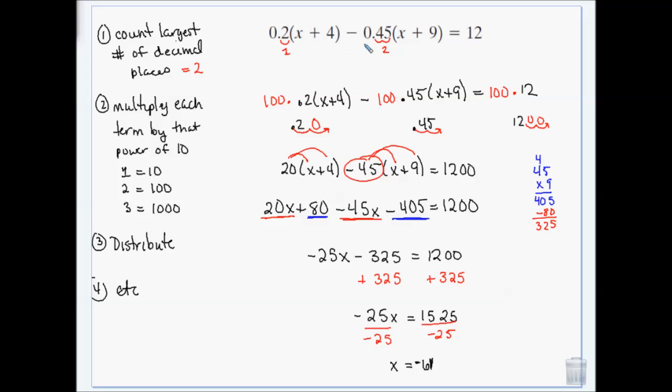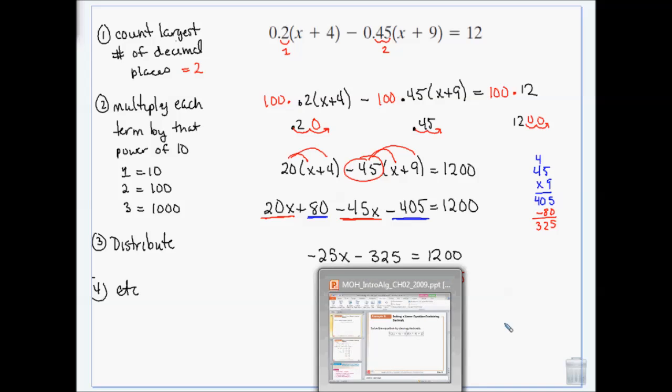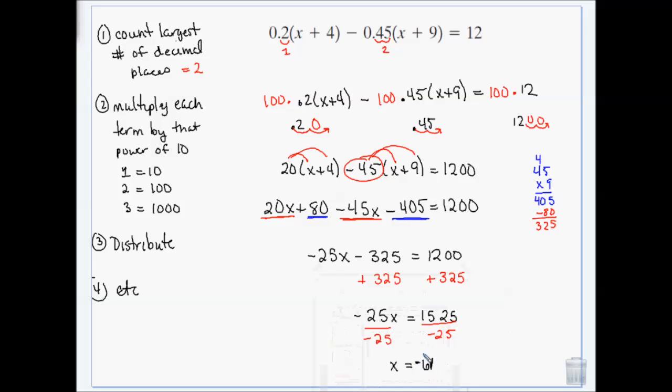If you had left the decimals in, basically all of these numbers would have been exactly the same, except 2 decimal places over. So I would have had 0.2, 0.8, 0.45, 4.05, 12.25, 3.25, 12, 15.25. I mean, you would have gotten all the same numbers, except with 2 decimal places over until here. This would have still been 61. So if you don't mind working with the decimals, you can.